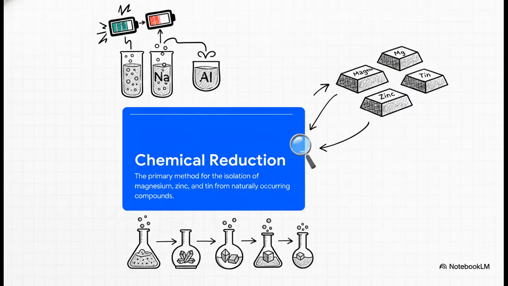Because these metals are so ready to party, chemically speaking, you're not just going to find a chunk of pure sodium sitting on the ground. They exist in compounds, so we have to isolate them. For some, like sodium and aluminum, we use electrolysis. For others, like magnesium and zinc, the go-to method is chemical reduction.